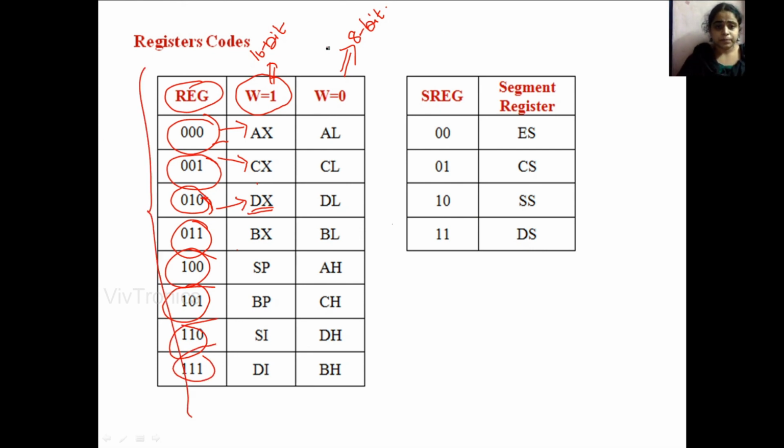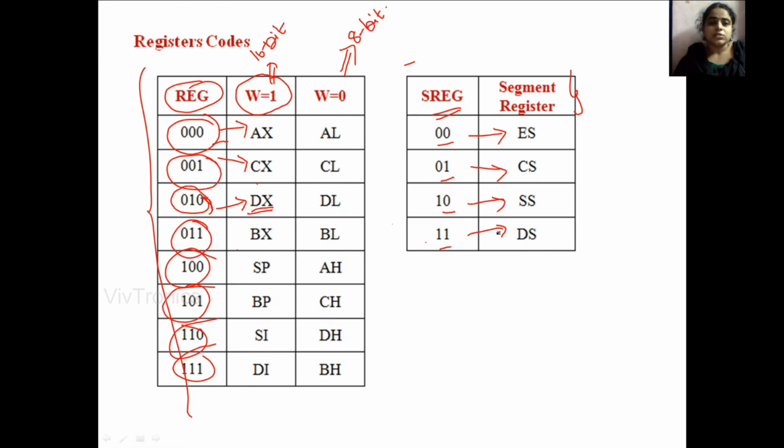So this is the REG field, and SREG stands for segment register. For the segment register, the codes are 0 0, 0 1, 1 0, 1 1, so there are 4 possibilities. If 0 0 is there, then the extra segment is selected. Like that, depending upon the selection, we will select the segment register in case of any operations.